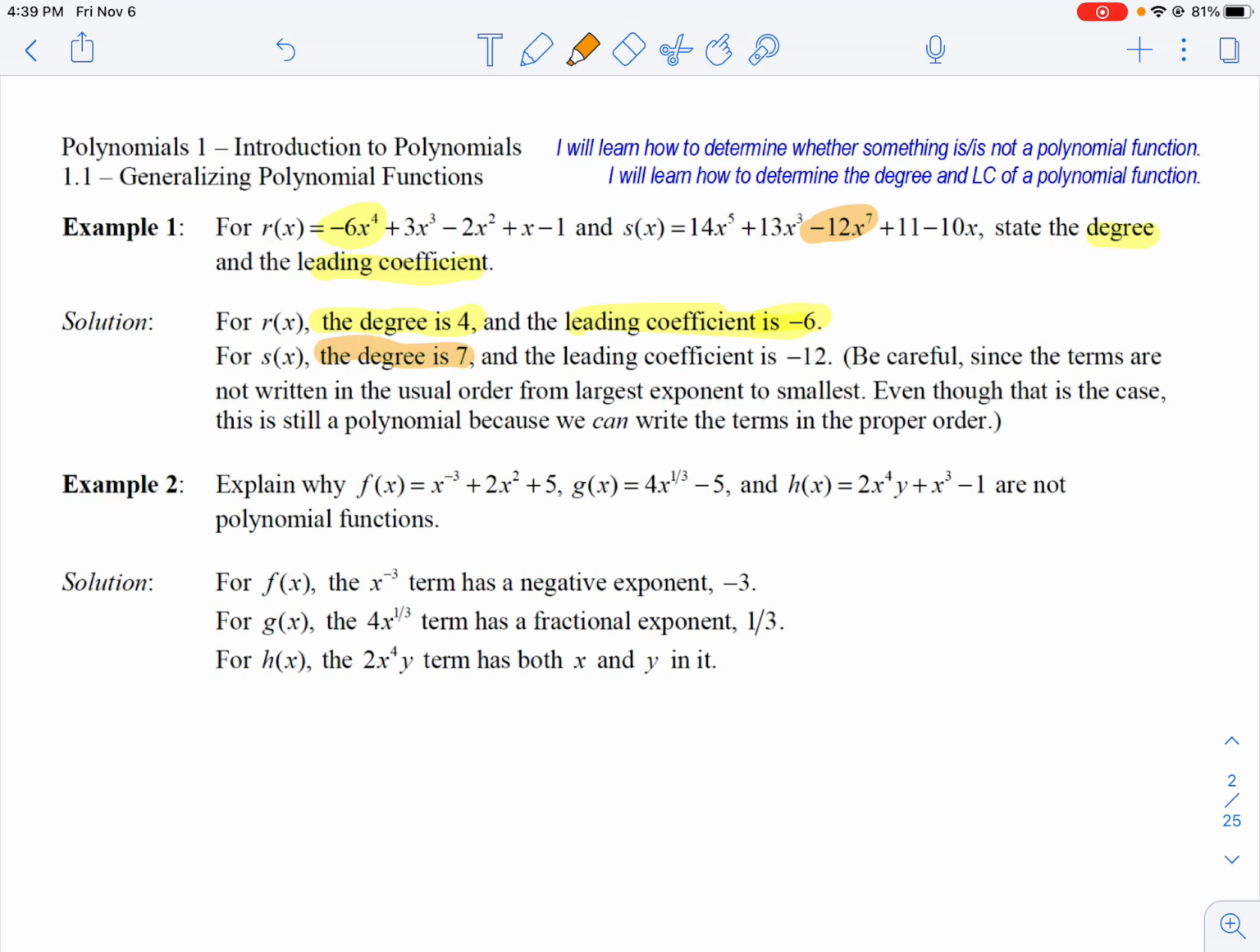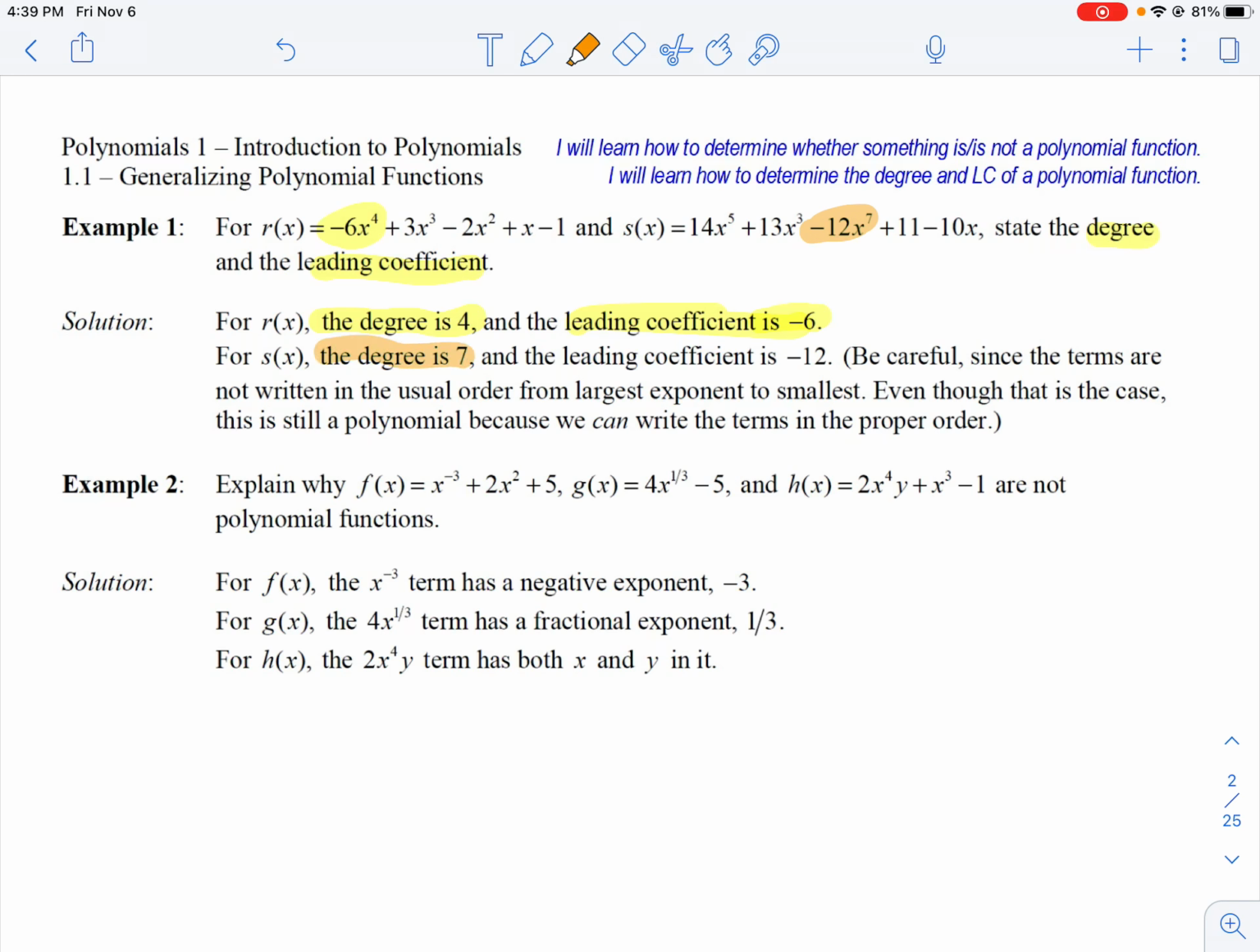Okay, example number 2. Explain why f of x, g of x, and h of x are not polynomial functions. Let's start with f of x. Remember, in our definition earlier, we cannot have a negative exponent. The term x to the power of negative 3 has negative 3 as an exponent. And that's the reason why f of x is not a polynomial function.